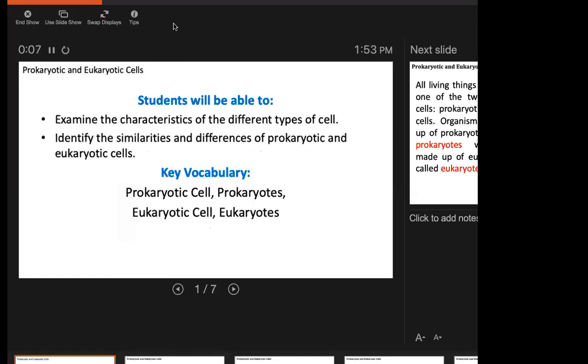So the key vocabulary here: prokaryotic cell and prokaryote, eukaryotic cell and eukaryote. Those are just different parts of speech. If you see this ending, prokaryotic, with this IC on here, that's an adjective. So it's describing a noun, cell. It's telling me that that cell is prokaryotic. If it's prokaryote, that's referring to a specific cell. So that's a noun.